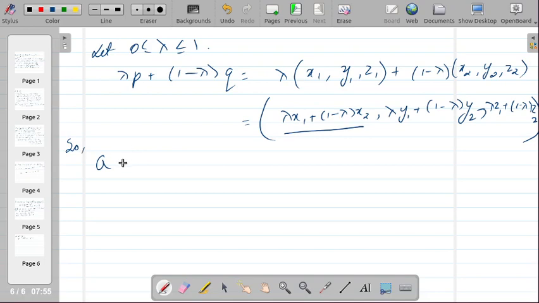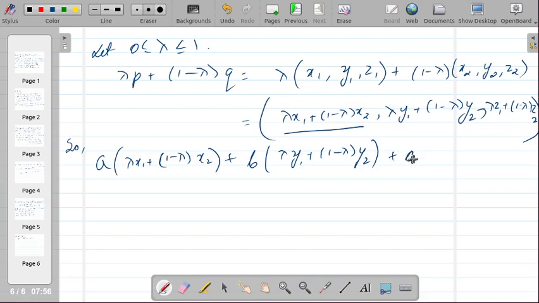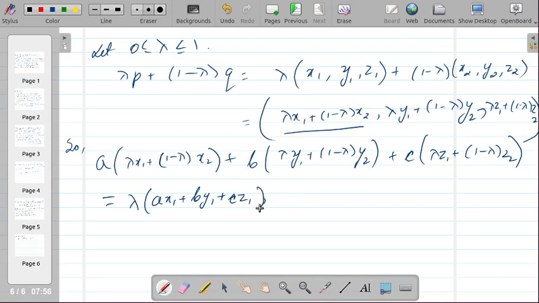So a into lambda x1 plus 1 minus lambda times of x2, plus b into lambda y1 plus 1 minus lambda times of y2, plus c into lambda z1 plus 1 minus lambda times of z2, equal to what? Let us collect the coefficients, let us collect all lambda together. So this is lambda into a x1 plus b y1 plus c z1, plus 1 minus lambda into a x2 plus b y2 plus c z2.